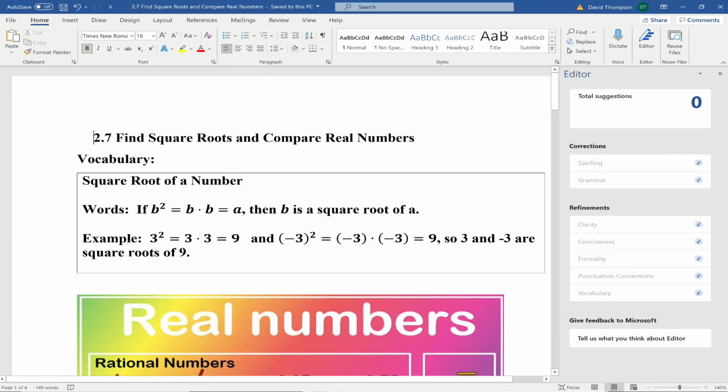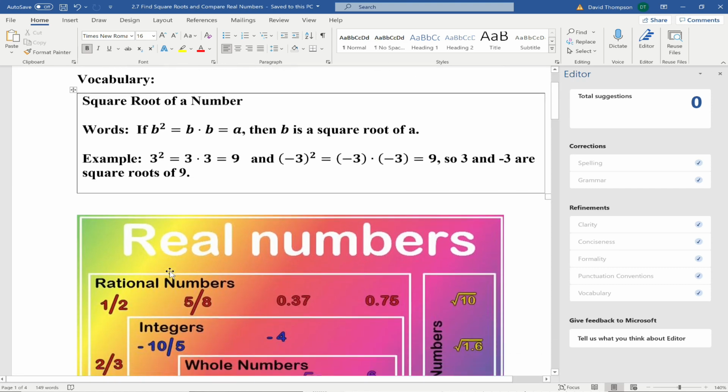In this video, we're talking about finding square roots and comparing real numbers. First, the vocabulary. The square root of a number. In words, if b squared equals b times b equals a, then b is a square root of a. Examples. 3 squared equals 3 times 3, which equals 9. And negative 3 squared equals negative 3 times negative 3, which equals 9. So 3 and negative 3 are square roots of 9.